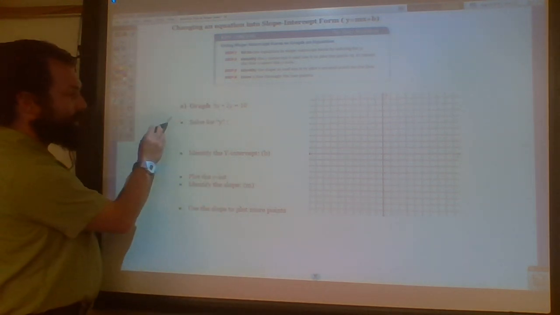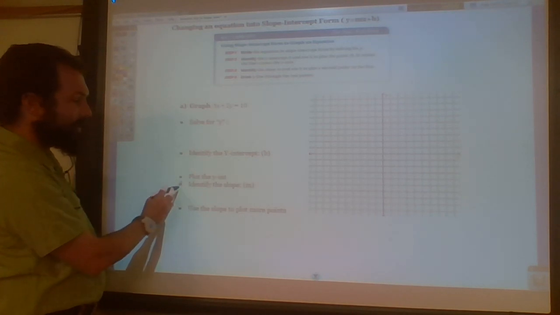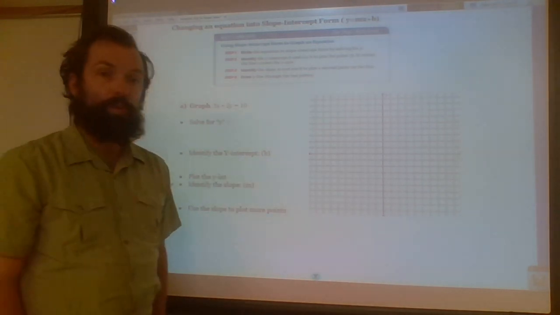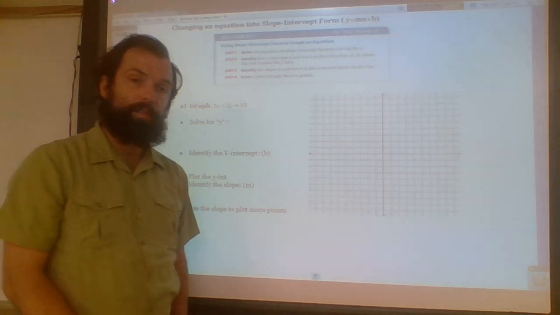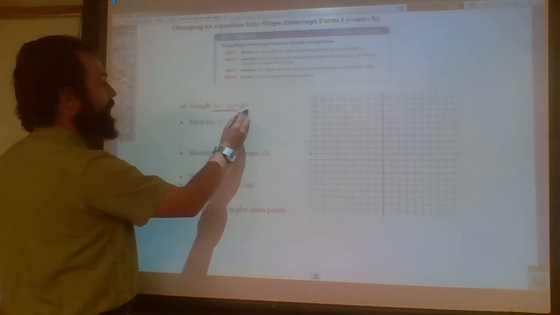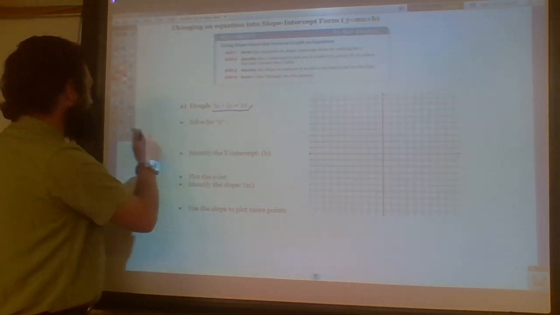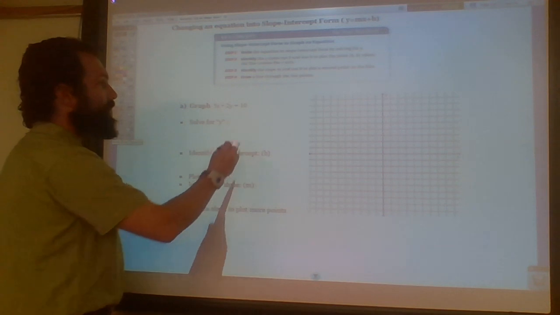Our first step, we're going to solve for y, and then identify the y-intercept, identify the slope, and use those to graph our equation like we did in the first example. Starting with our equation here, 5x plus 2y equals 10. Our goal is to solve for y. We want to get y by itself.